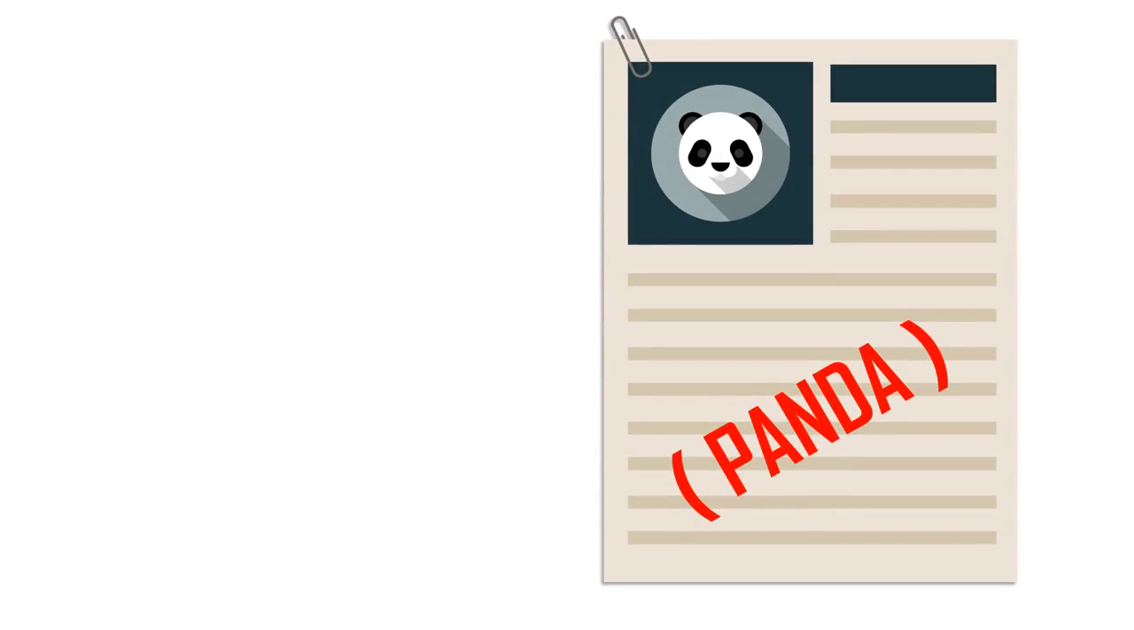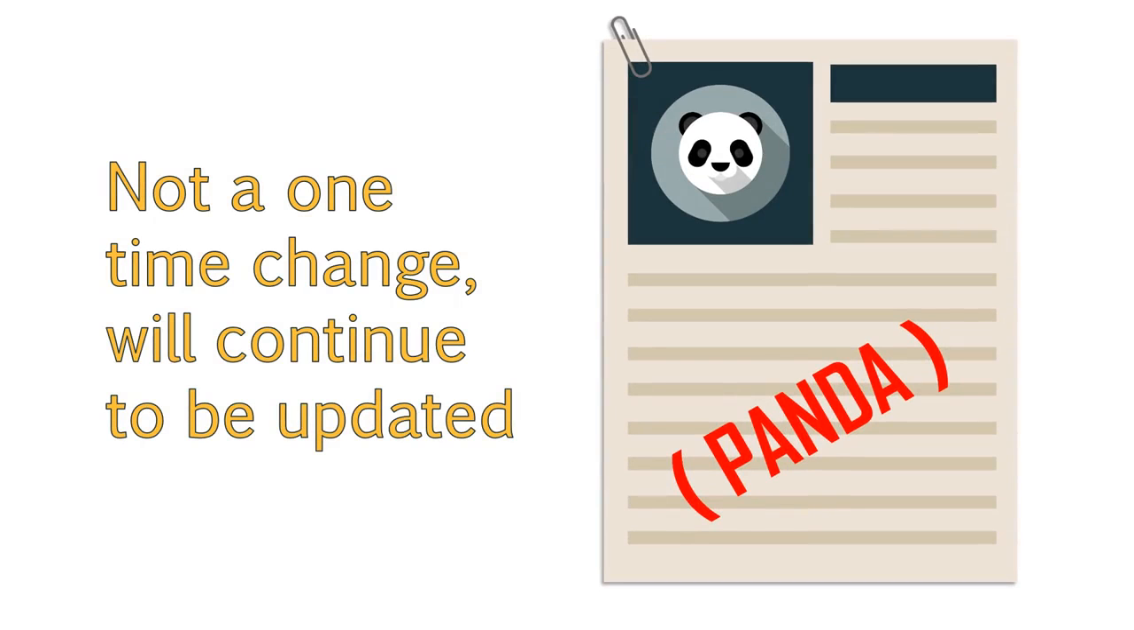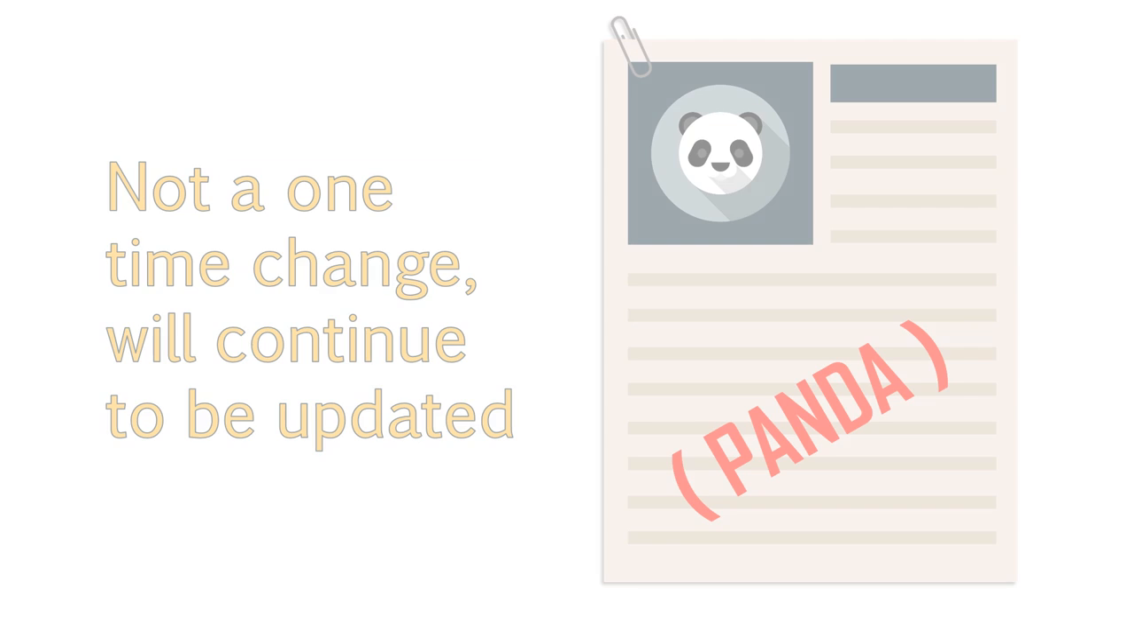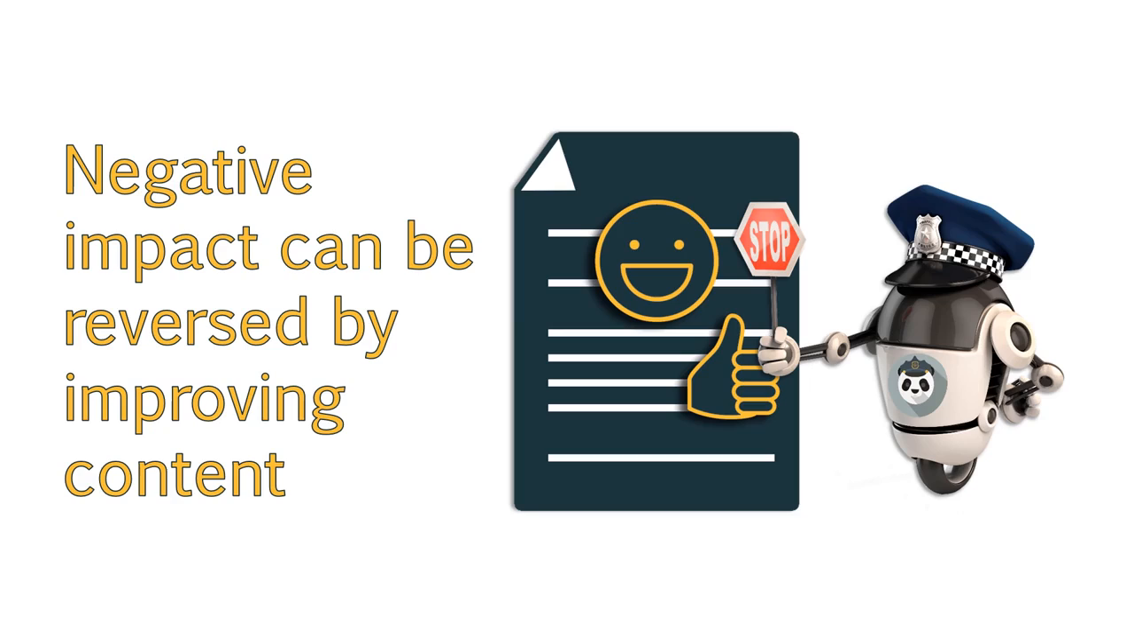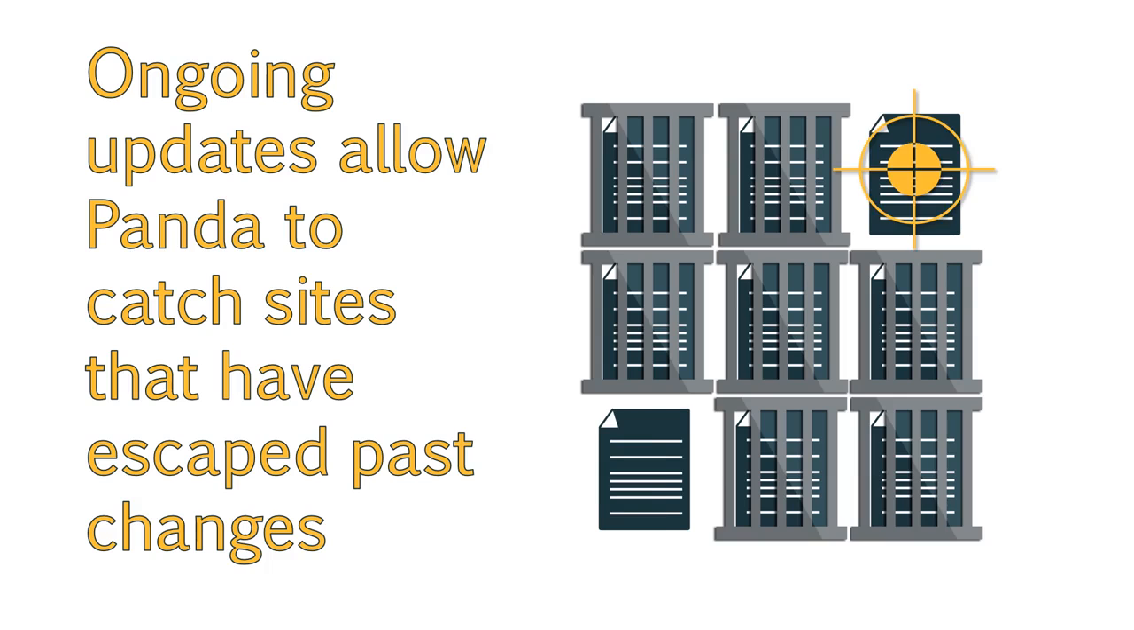The first algorithm update I would like to discuss is known as Panda. Rather than a one-time change, this is a search filter, which means you will continue to see updates rolled out from time to time. This algorithm was created to prevent sites with low-quality content from ranking well in search. Because this is updated on a somewhat regular, though unpredictable basis, if your site was previously penalized during a Panda update, but you took the time to improve your content and make the appropriate changes to your website, you can begin to recover from the penalty. Ongoing updates will also help catch and penalize sites that may have escaped past updates.